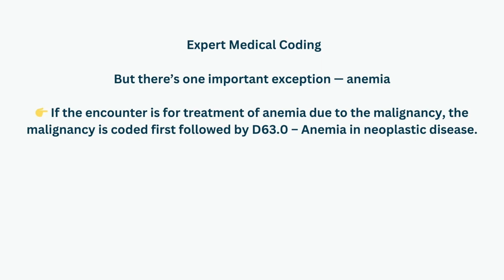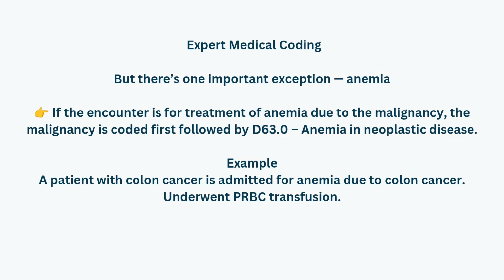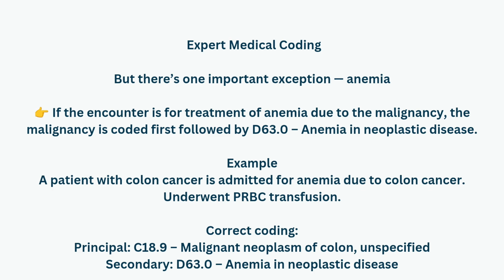But there is one exception. If the encounter is for treatment of anemia due to the malignancy, the malignancy is coded first, followed by the code D63.0, that is anemia and neoplastic disease. Let us see an example. A patient with colon cancer is admitted for anemia due to colon cancer and he underwent PRBC transfusion. So the correct coding here will be: assign the principal diagnosis as C18.9, malignant neoplasm of colon unspecified. After that, assign the secondary diagnosis as D63.0, anemia in neoplastic disease.